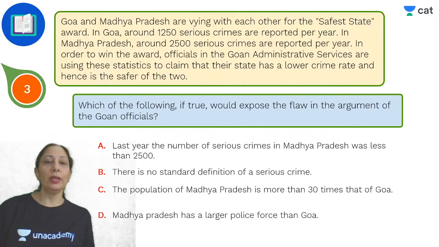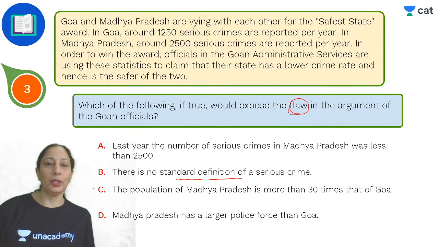No, guys, are we looking for a definition of a serious crime? We are looking for a flaw in the argument. What is wrong with this argument? It can't be C. Thank you, Aditya. Yes, there is no standard definition of a crime is not being suggested. Correct. So everyone is giving me the correct answer.